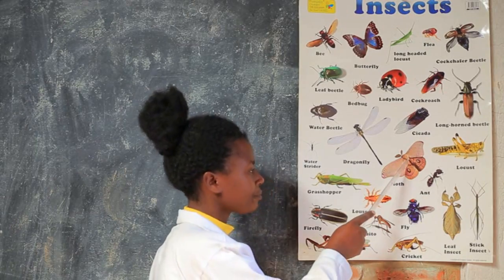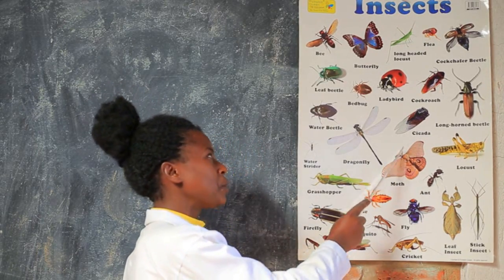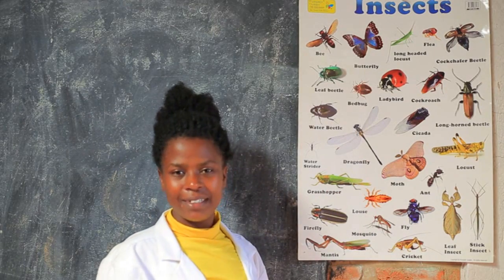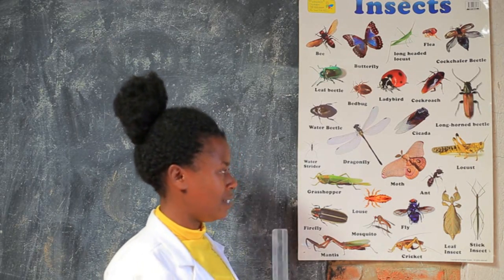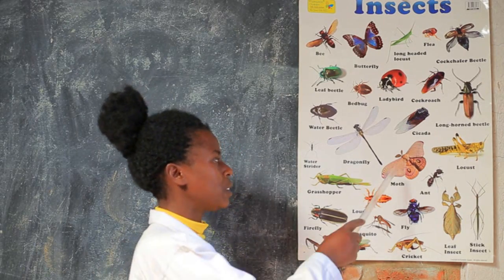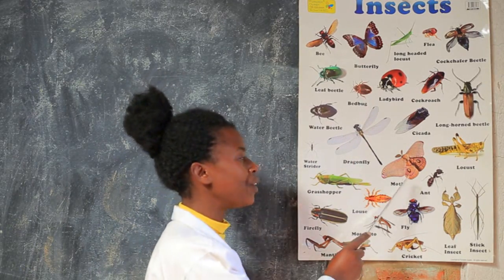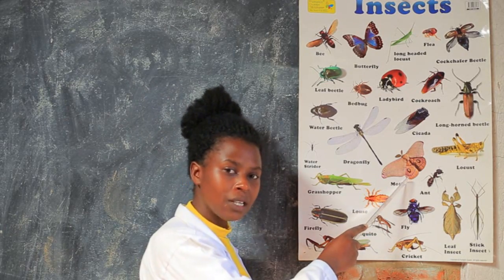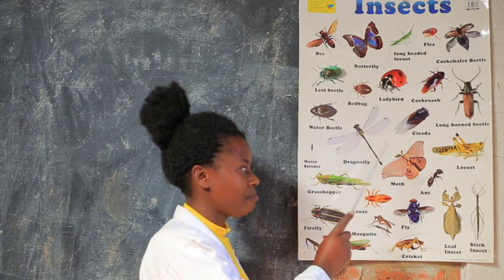We continue. Who can tell me what is this? Does it look like the butterfly? They look the same, but they are different. Whenever you see this one, you can think that it's a butterfly, and it's not. This one is called a moth.